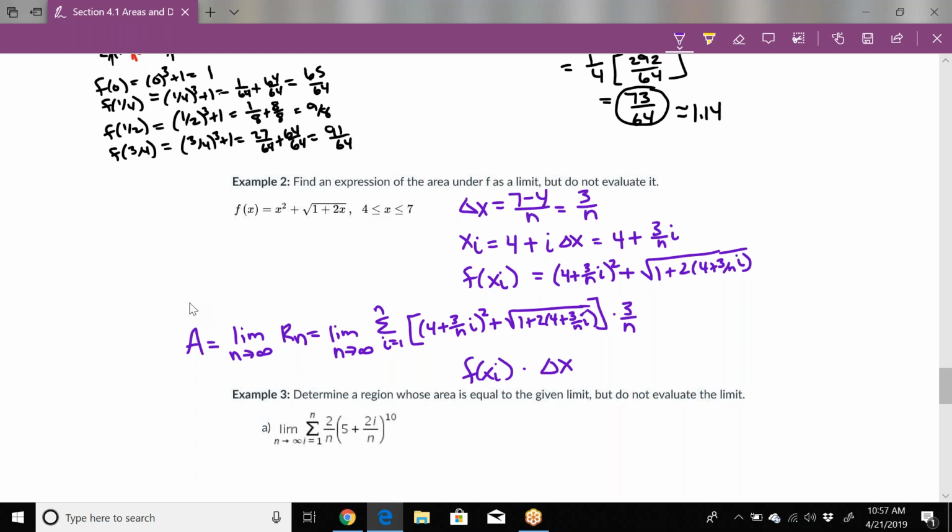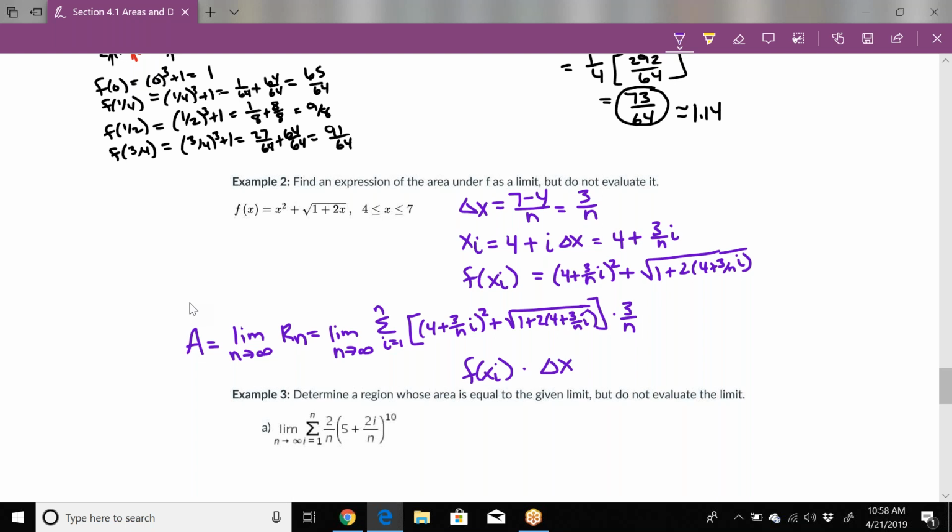x sub i means what are those endpoints of your rectangles. Now I use right endpoints because it's easier: if you use right endpoints, you start with your very first interval number, so that's 4, and then you just add the length of each rectangle, or the width we sometimes call that, as many times as you want, which is what the i represents. So this would be 4 plus 3 over n times i. Then to get this into a Riemann sum, you need the f of x sub i. So we plug that 4 plus 3i over n into our function for both places where there's an x. That's what gave me this.